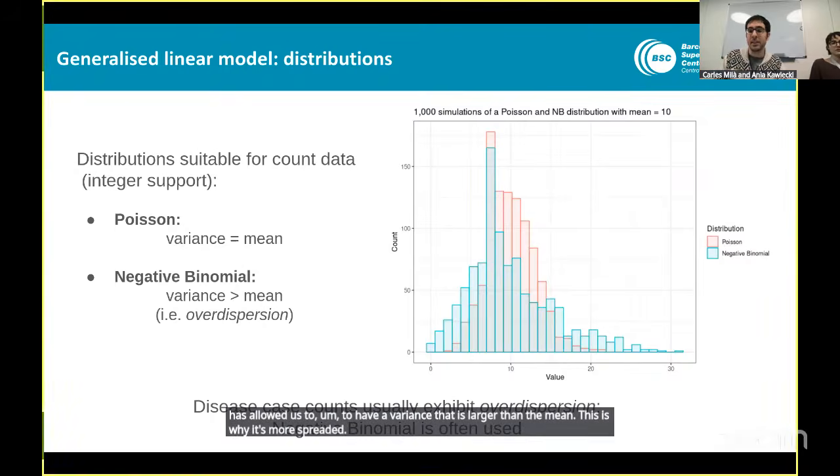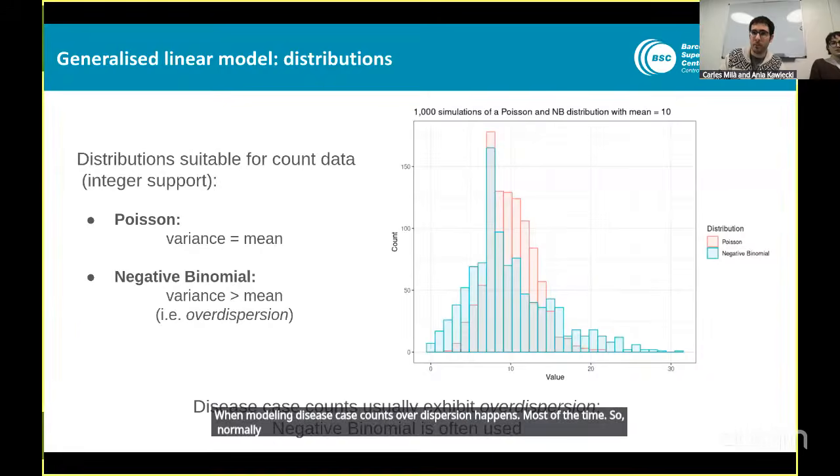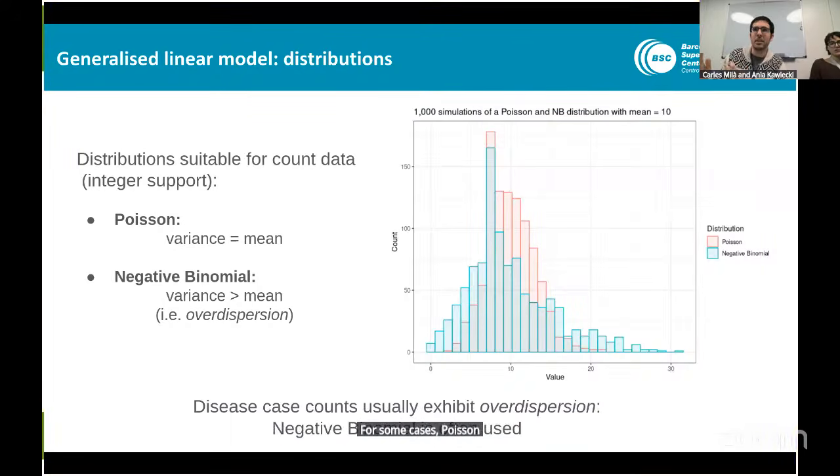When modeling disease case counts, overdispersion happens most of the time. So normally we would go for a negative binomial distribution. But I just want to let you know that for some cases, Poisson might be fine, just that negative binomial in practice is much more used.